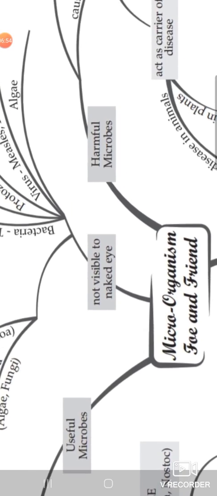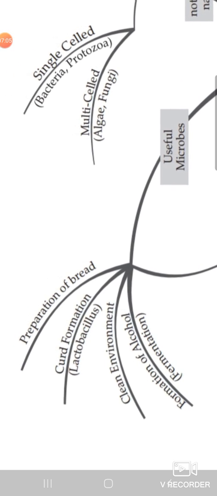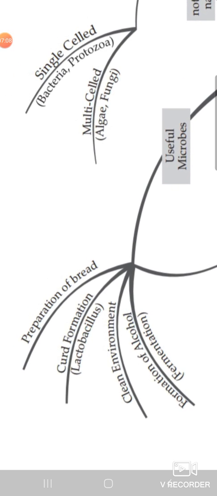Now the second topic of the chapter is useful microbes. How microorganisms are useful for us, that we have to learn over here, dear students. So first is the preparation of bread, which is a daily requirement of each of us. Whenever we are eating bread, the microorganism useful in its preparation is yeast. Yeast is one kind of microorganism, and you had already learned about it in detail while learning the chapter. So that is all about the preparation of bread.